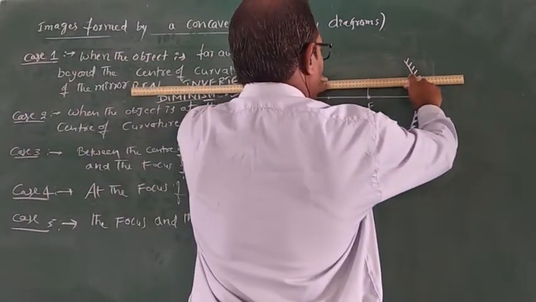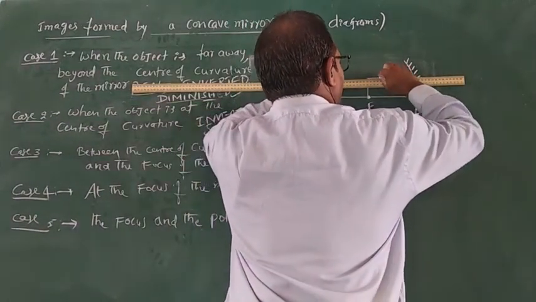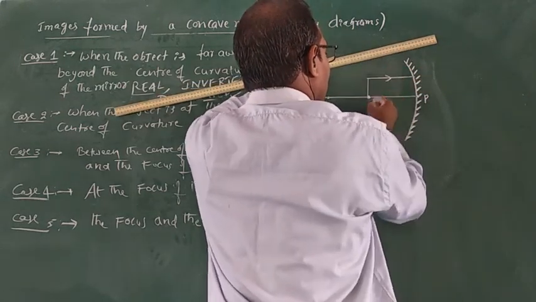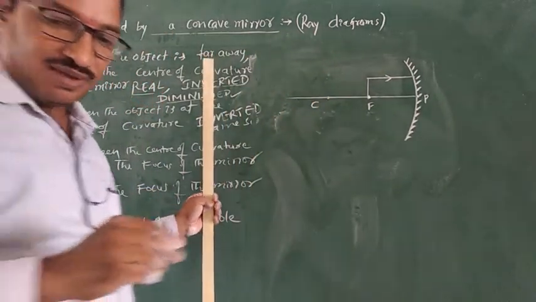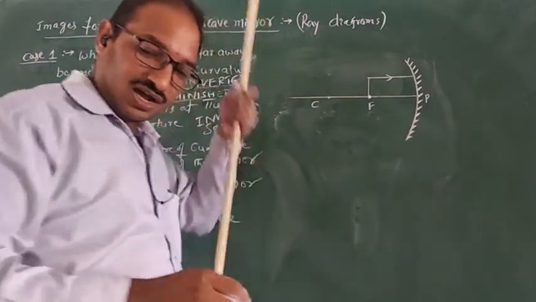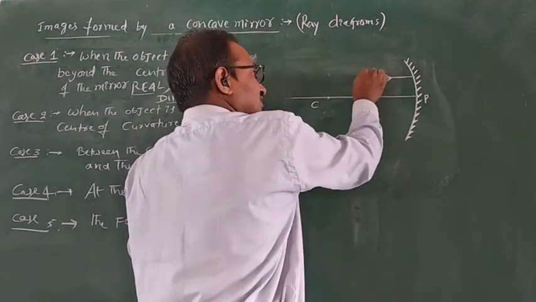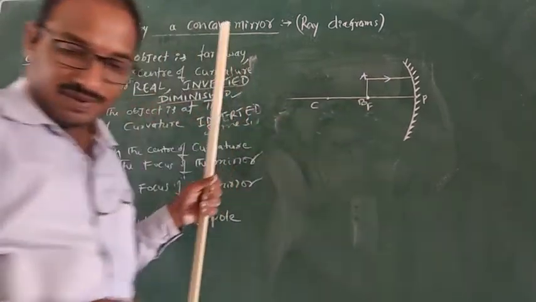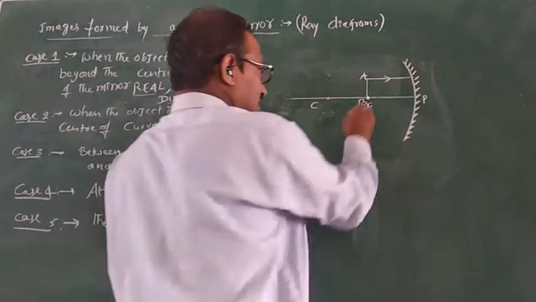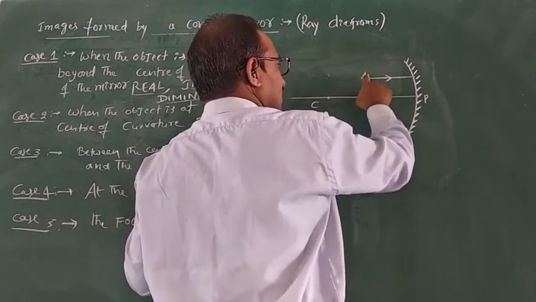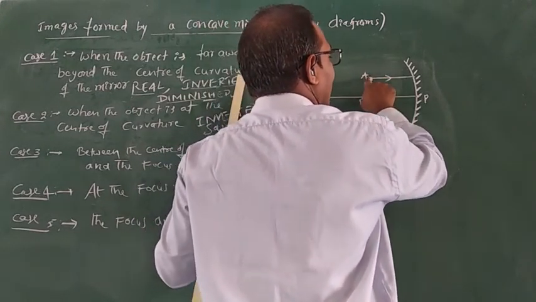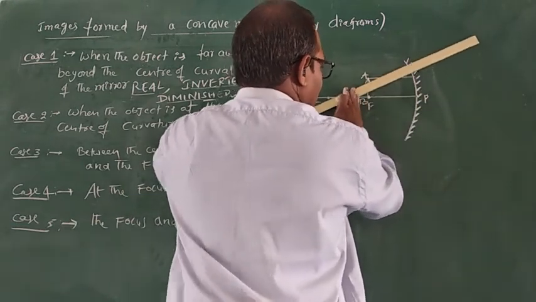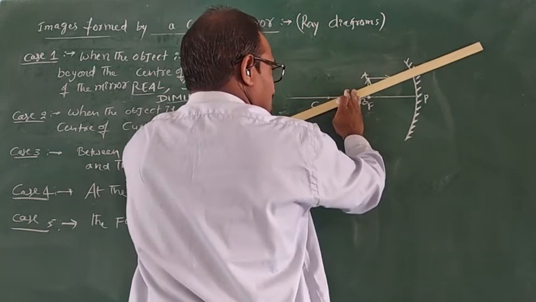Now I am applying the laws of reflection of spherical mirrors. This is the object; I will give the name AB. AB is the object, and this is its direction. A ray parallel to the principal axis, after reflection, will go through the focus. So this is the focus.